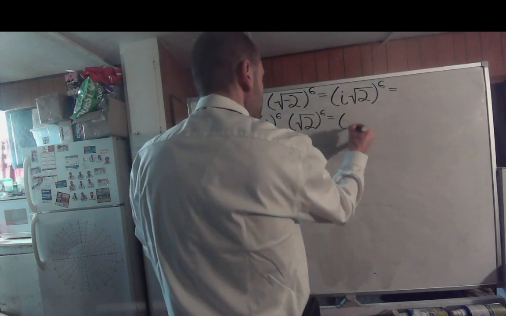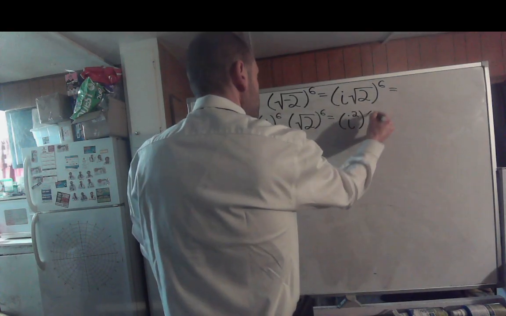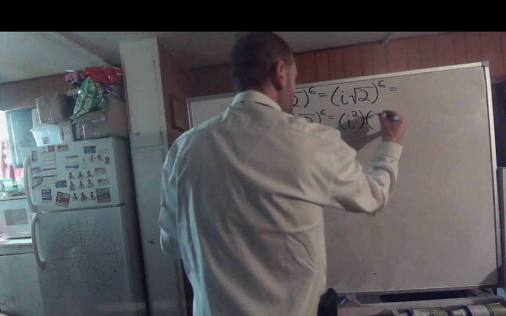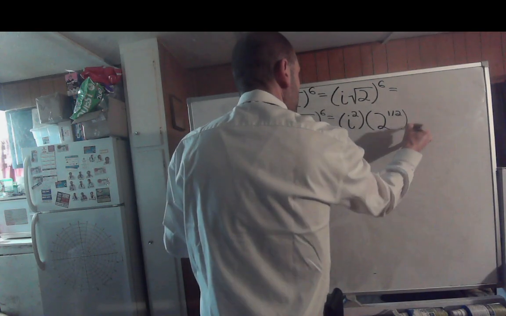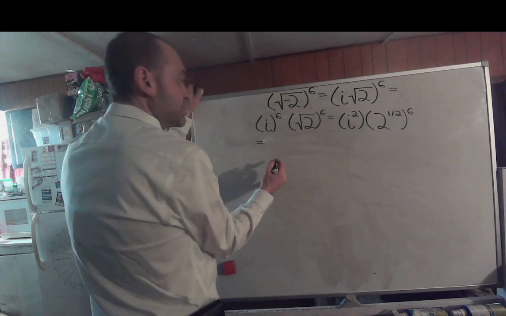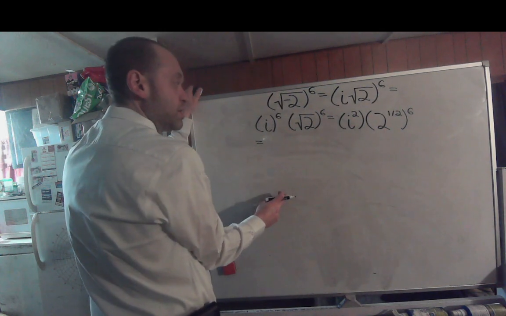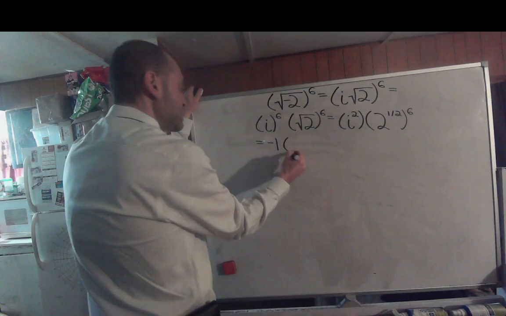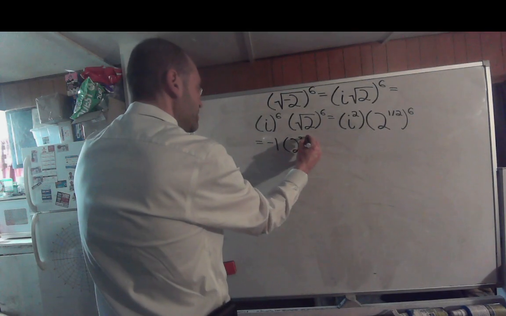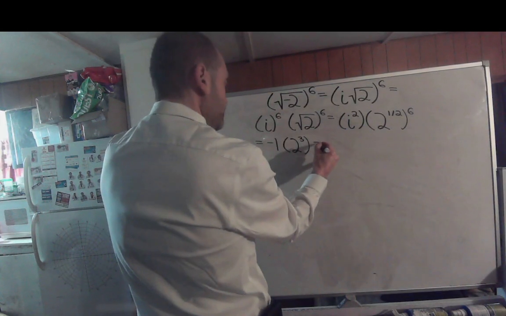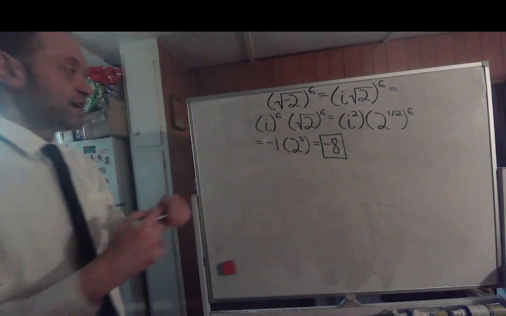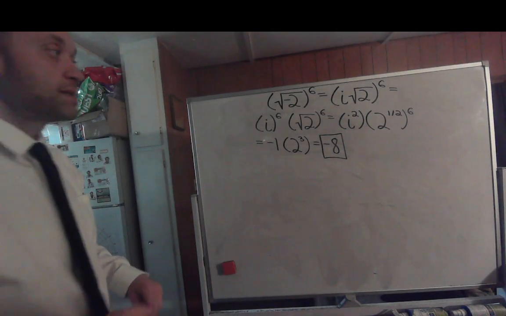So this would be the same as i squared times, now what is the square root of 2? Is that not the same thing as 2 to the 1/2? So take 2 to the 1/2 raised to the 6th power. Well, this is going to end up then turning into, what is i squared? That's just negative 1 times 2 to the 1/2 to the 6th. That's the same as 2 to the 3rd, or this would simply just end up being negative 8. So the answer you should get for this would end up being negative 8.